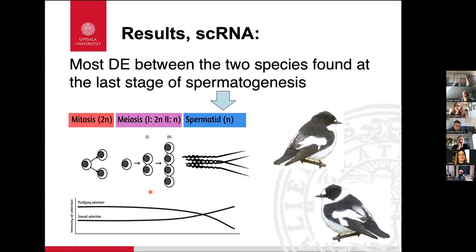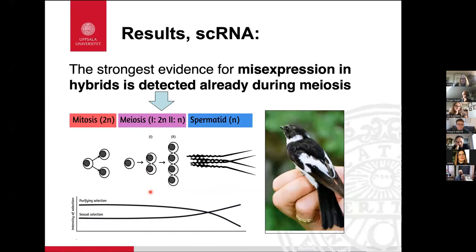So what would be the main results? We found that most differentially expressed genes between the two species were actually found at the last stage of spermatogenesis, as we expected. But the strongest evidence for misexpression in hybrids was actually detected already during meiosis. So something is going very, very wrong in the hybrids.